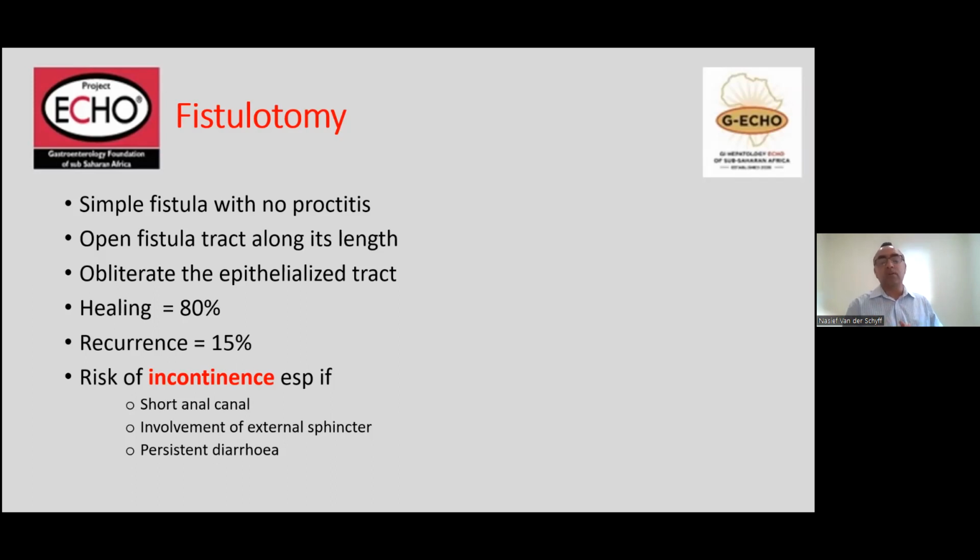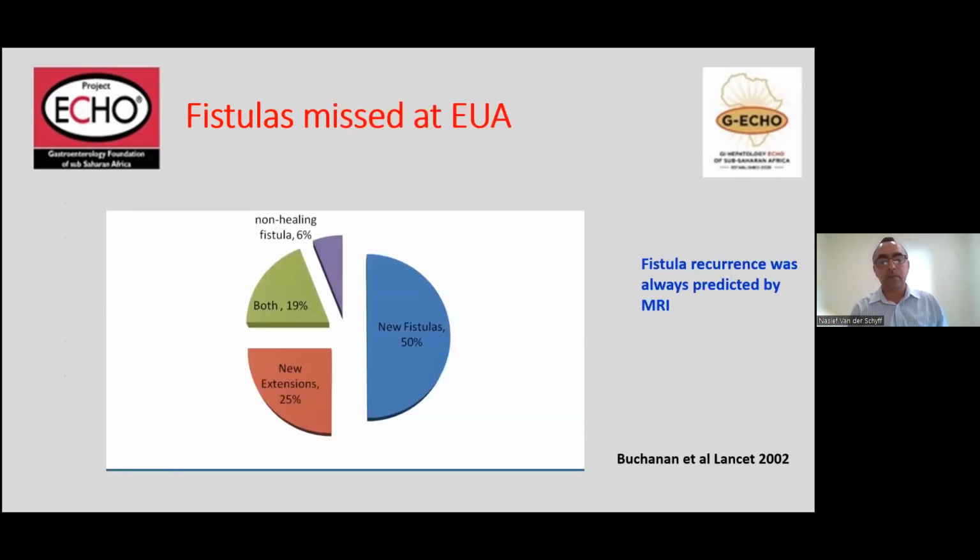The risk of incontinence is raised if the patient has a short anal canal, if there is involvement of the external sphincter that was perhaps misassessed at the start, or if there's presence of persistent diarrhea that may indicate the patient has luminal disease.